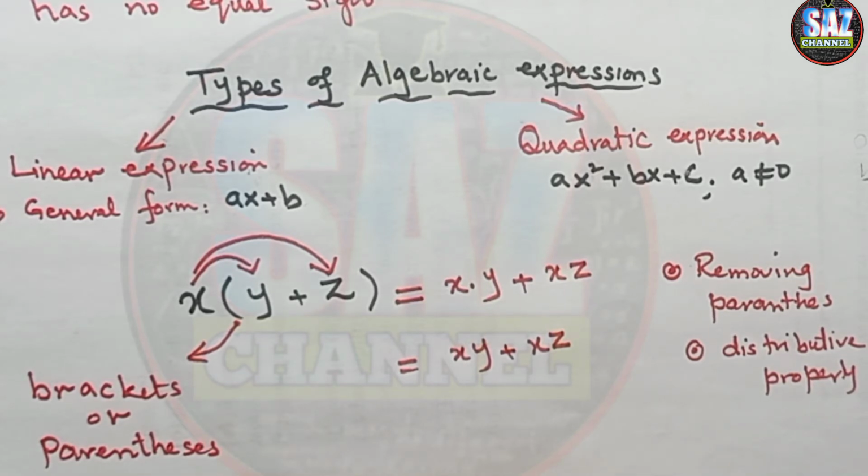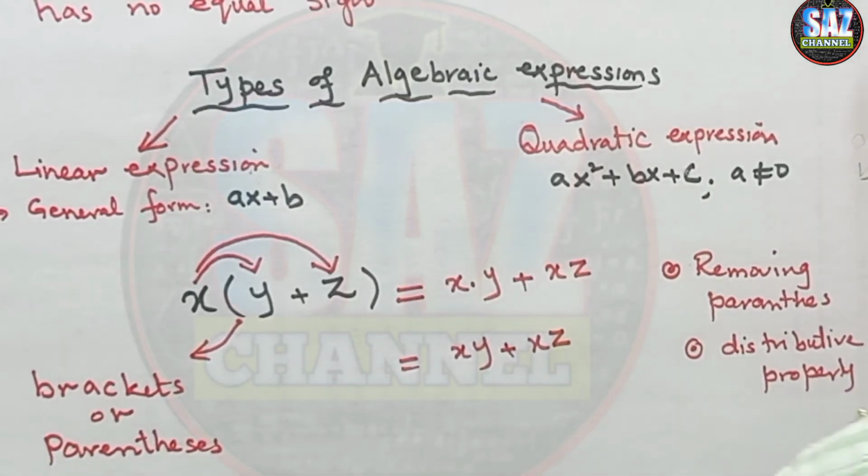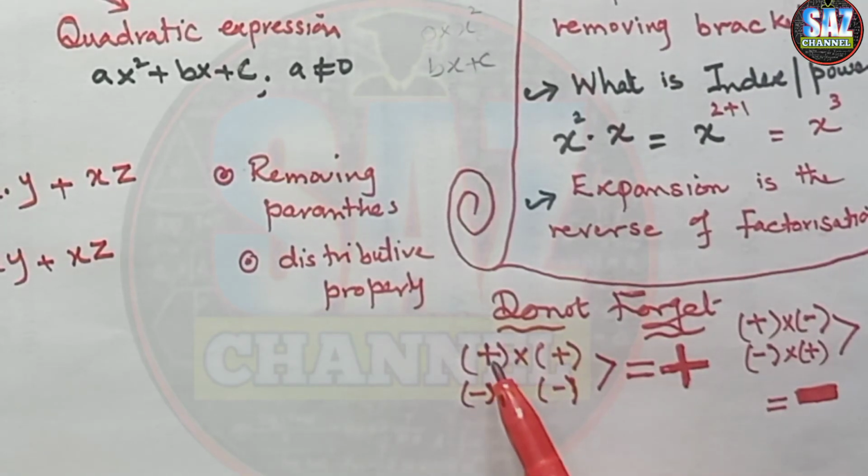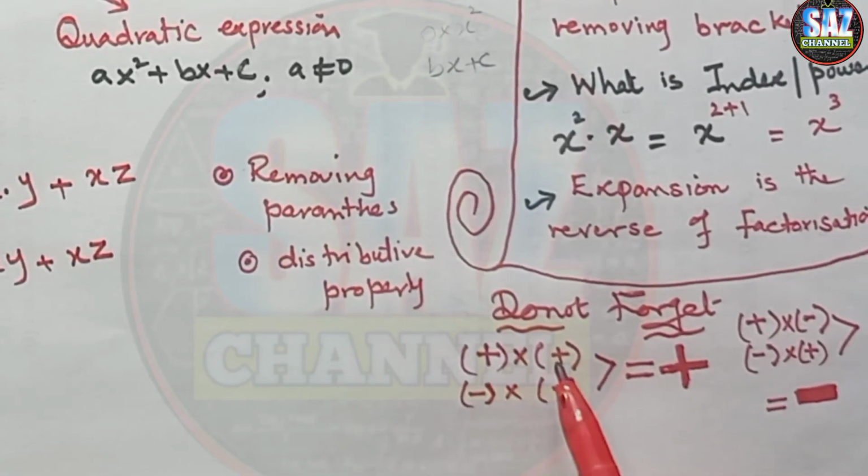Coming to the second problem with the numbers and the mathematical operations or signs, we know the rules of integers: when we multiply a positive quantity with a positive quantity, the answer becomes positive, and when we multiply two negative numbers, the answer is positive. But when we multiply a positive number with a negative number, or a negative number with a positive number, the answer becomes negative. So these are the rules of integers that we have learned in D1.